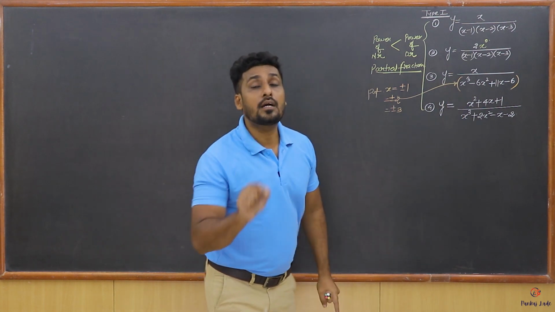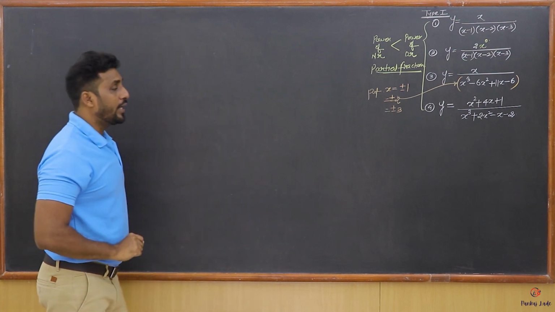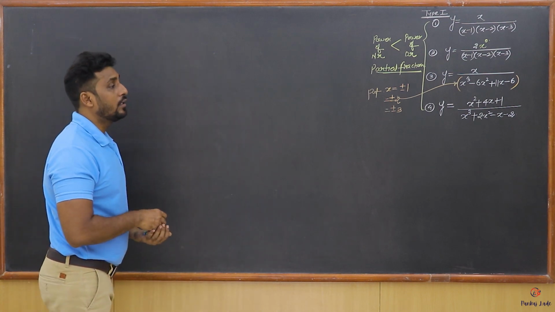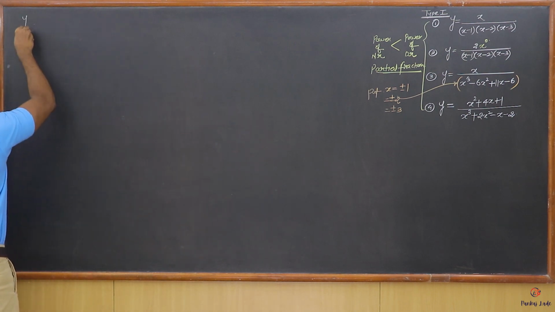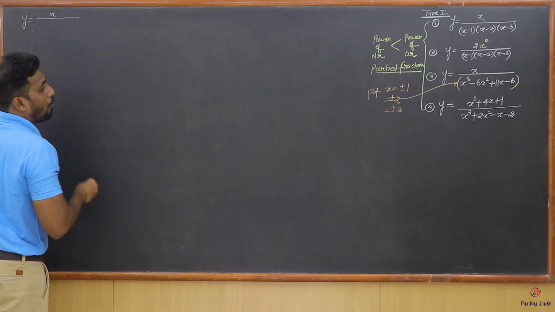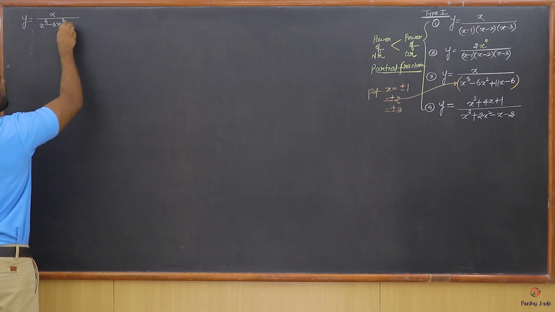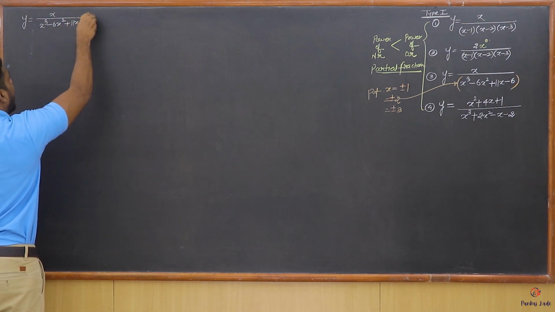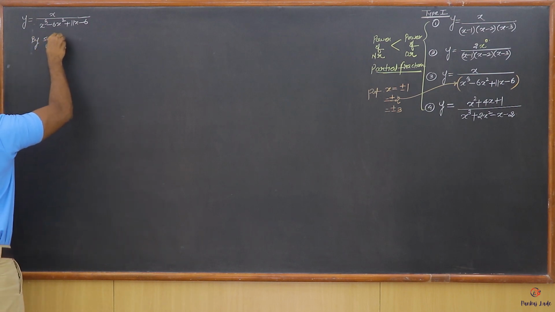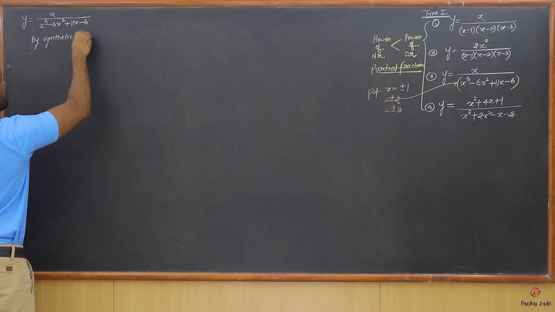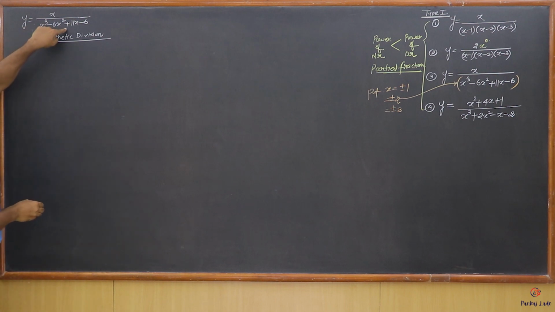So 1 becomes the root and x minus 1 is going to become the factor. So I'm going to make use of the synthetic division. Let's first of all write the question that is given to us. We have y is equal to x upon x cube minus 6x square plus 11x minus 6. So by synthetic division, I'm going to get the factors of x cube minus 6x square plus 11x minus 6.